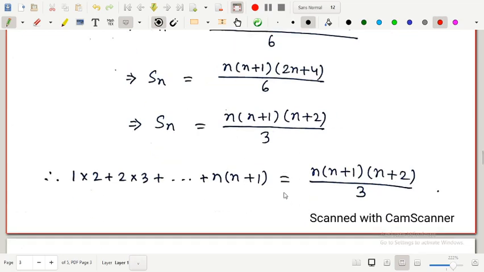So what we are getting at the last is that 1 into 2 plus 2 into 3 plus dot dot dot plus n into n plus 1 is equal to n into n plus 1 into n plus 2 by 3. So this is our sum. This is the result that we are getting: 1 into 2 plus 2 into 3 plus 3 into 4 plus 4 into 5 up to n into n plus 1 is equal to n into n plus 1 into n plus 2 by 3. We need this result in our next question. So please see it carefully.